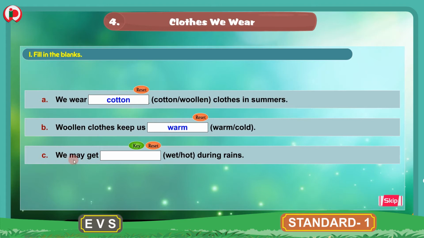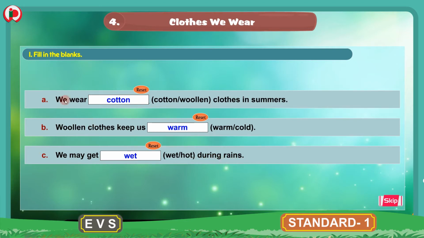C. We may get dash wet/hot during rains. So what is the correct word? From these two words, which is the correct answer? Wet. WET, wet. We may get wet during rains. So we will write here WET, wet. We may get wet during rains.